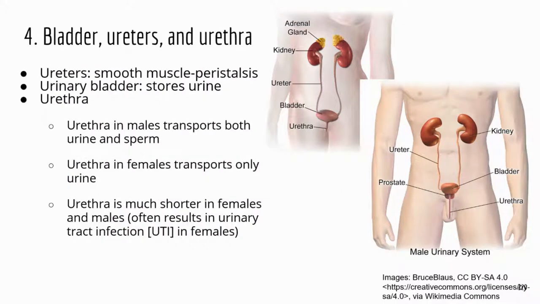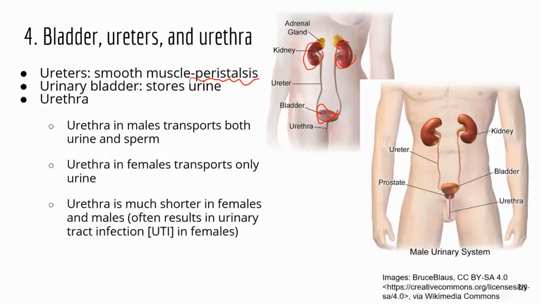The other structures in the urinary system are very simple. They don't do too much. They either just transport or store things. Ureters, we talked about ureters previously. They connect the kidneys with the urinary bladder, so they really just transport urine down to the bladder. We talked about this previously in the digestive system. The wall of the GI tract has layers of smooth muscle, and the contraction of smooth muscle, which is known as peristalsis, can push things down the tract. This is also present in ureters.